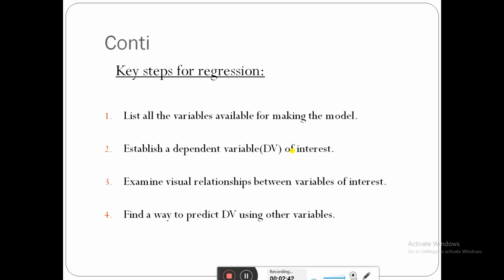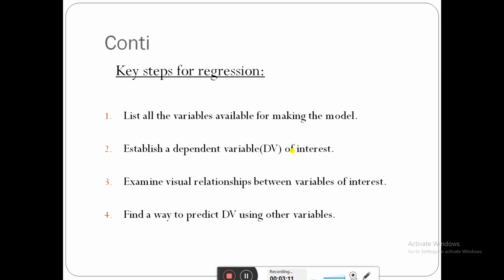Next, the key steps for regression. How to work with regression. First, we have to collect or list all the variables available for making the model. First, collecting all the variables, then we have to establish a dependent variable of interest. Which variable we have that depends on the independent variables, you have to find out.